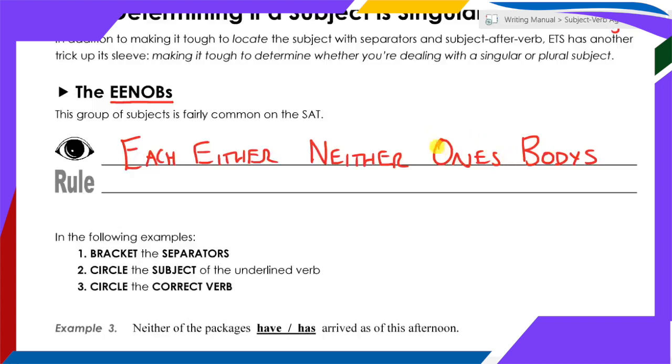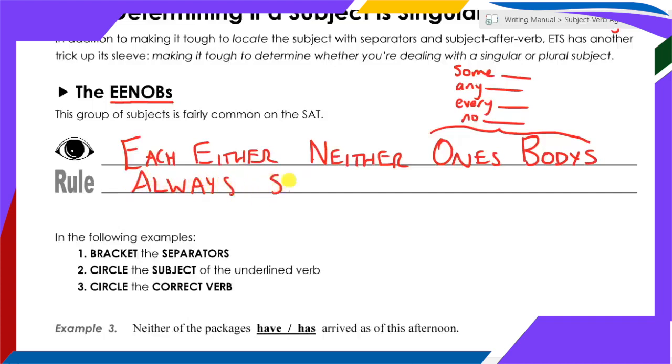So with the ones and the bodies, the each, the either, and the neither are self-explanatory. With the ones and the bodies, we're talking about words like someone, somebody, anyone, anybody, everyone, everybody, no one, nobody. The words that end with one or body. What we need to know about the ENOBs on the SAT is that the ENOBs are always singular. This is the rule you need to write down. It's the rule you need to memorize.